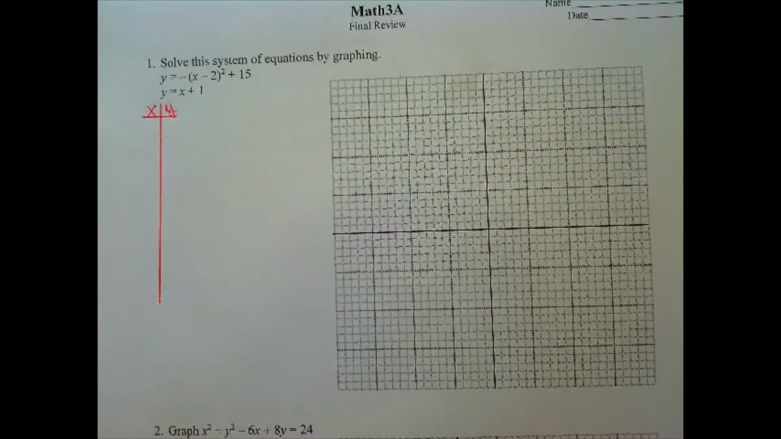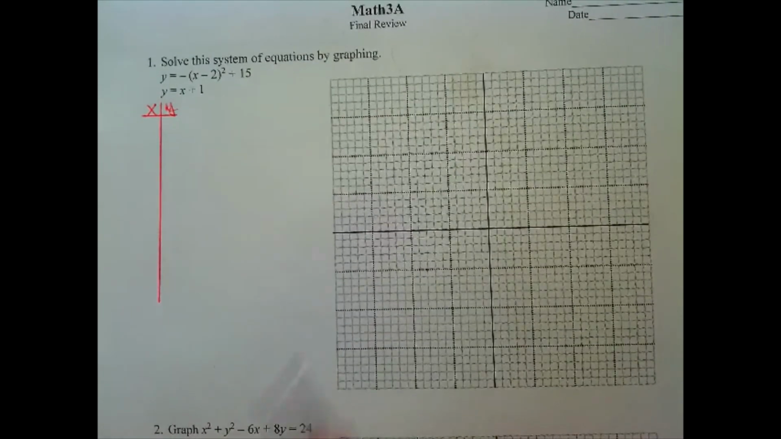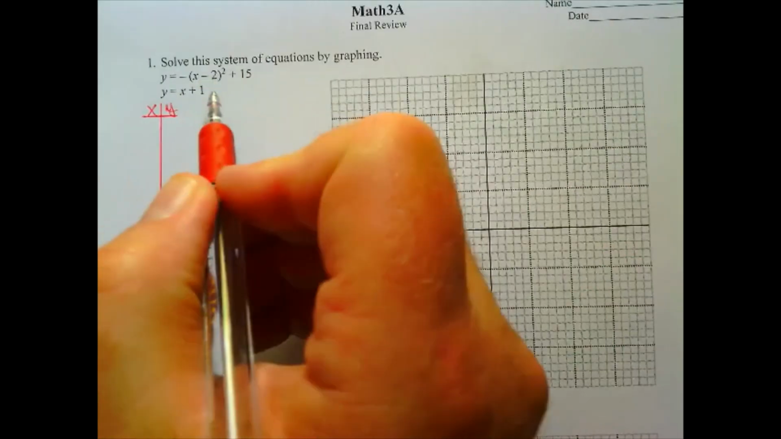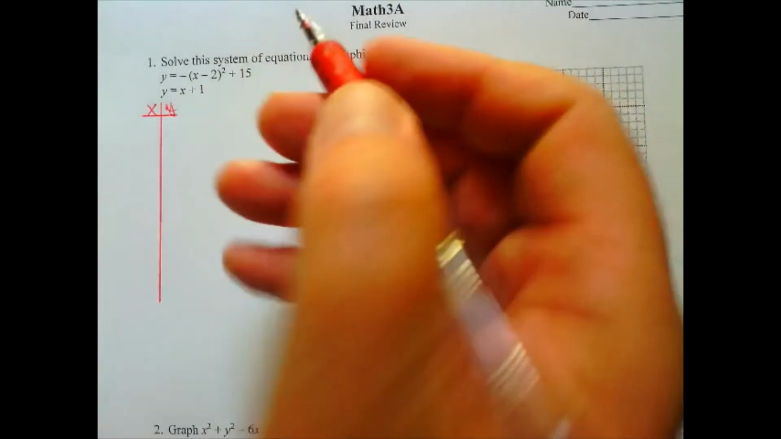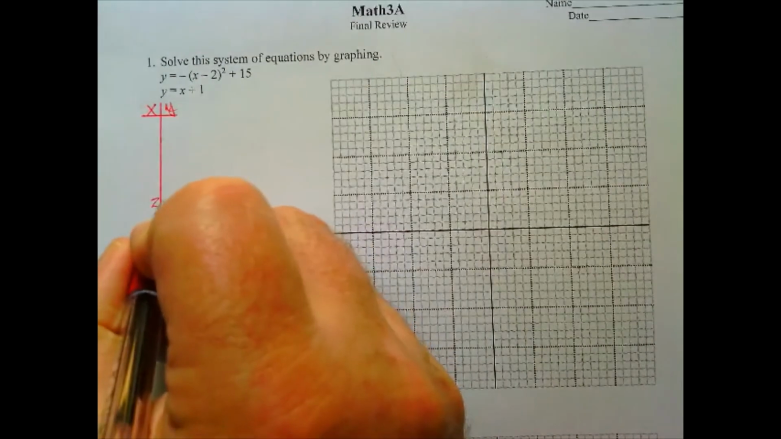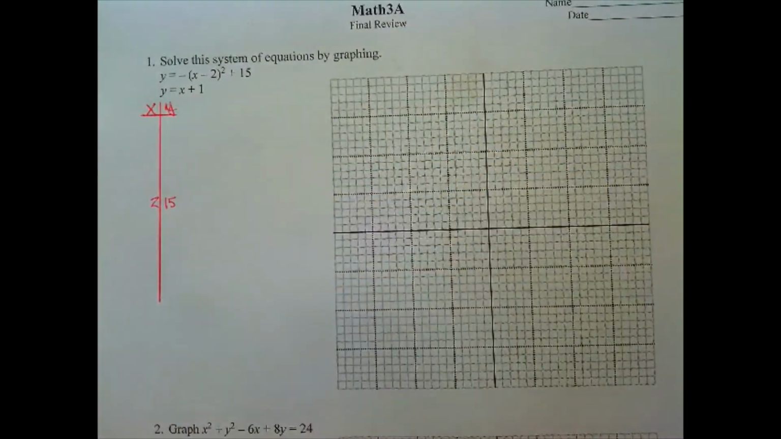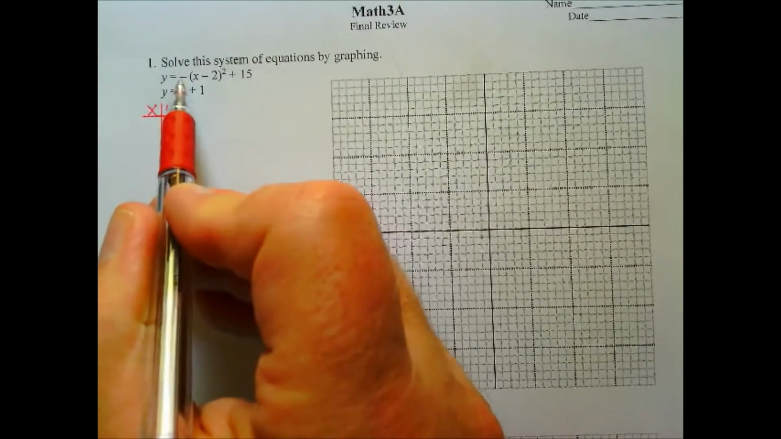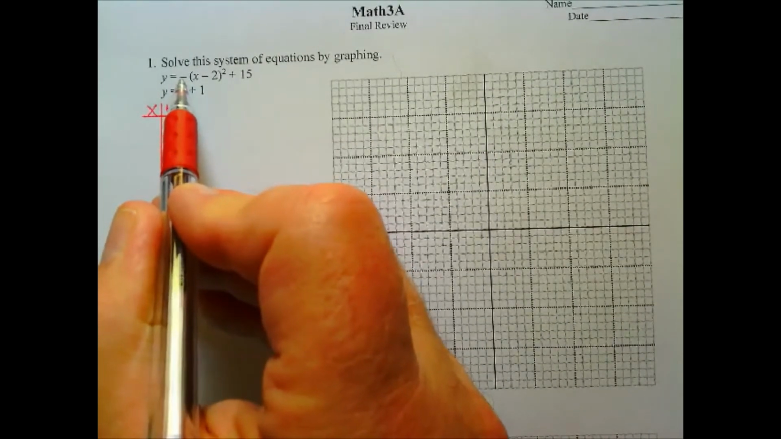The important thing to note is that this is already in vertex form. That will be the middle. So opposite of what's inside the parentheses, that will be a 2. Same of what's outside the parentheses, that will be a 15. And so that's our vertex. Also, because it has a negative sign out in front here, it's going to open downward.